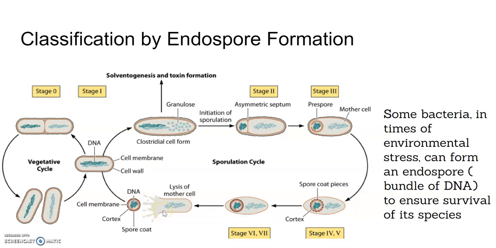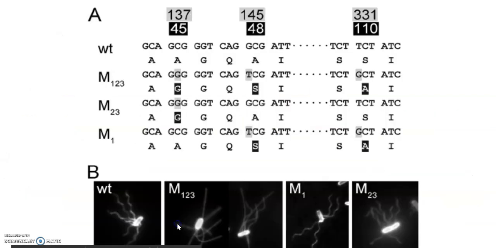If you find bacteria that produce an endospore, you've really limited the amount of bacteria it could possibly be. So if you're on your last-ditch effort, like you have no idea what bacteria you're working with, and then you do the endospore test and it comes positive, you've really limited your pool of possibilities.